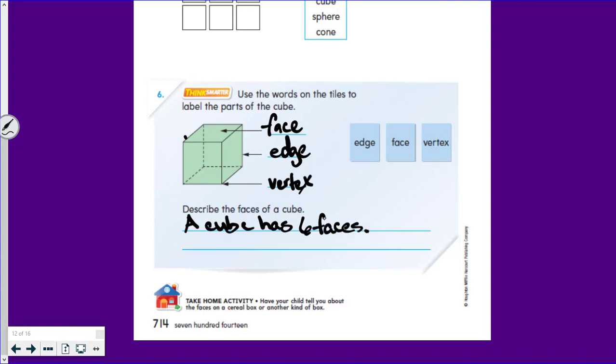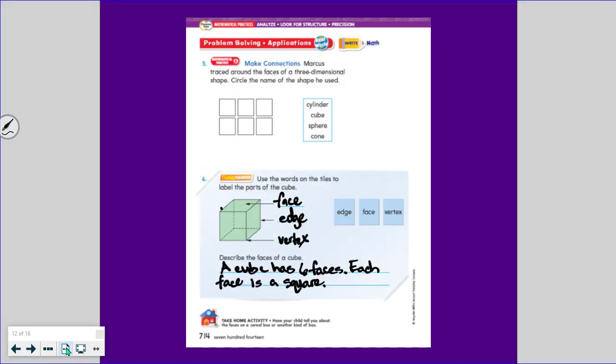Okay. Now tell me about the faces. So here's another sentence starter. Each face, that's an F, not a C. Each face is a, and what shape is each face? Go ahead and pause your video and write what shape each face is. All right, hopefully you came up with each face is a, your best spelling of the word square. Each face is a square. Nice job. All right, let's continue.